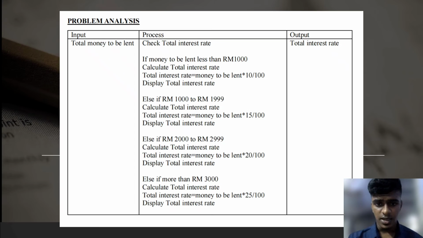Display total interest rate. Else if RM2000 to RM2999, calculate total interest rate. Total interest rate equals money to be lent times 20 per 100. Display total interest rate. Else if more than RM3000, calculate total interest rate. Total interest rate equals money to be lent times 25 per 100. Display total interest rate. The output will be total interest rate.